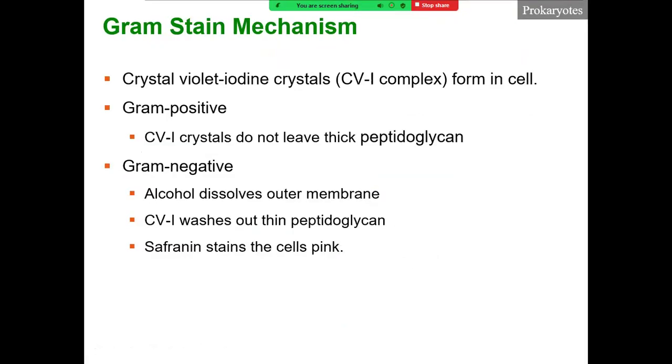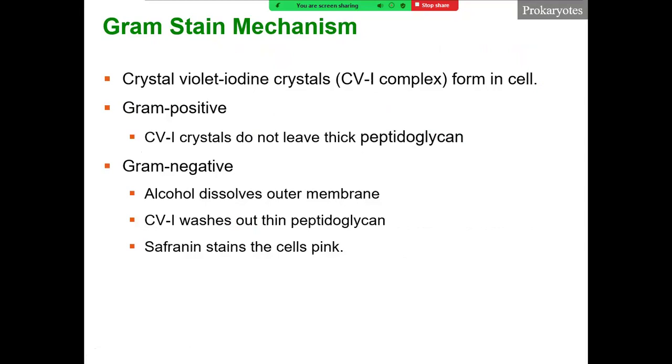All right, the Gram stain mechanism happens by the cell wall. Crystal violet iodine complex forms in all cells. In the gram-positive cell, the crystal violet iodine complex does not leave the thick peptidoglycan layer. The decolorizing step does not remove the crystal violet iodine crystals.